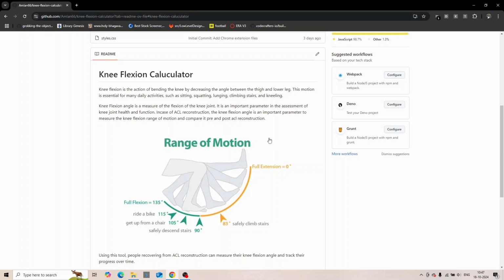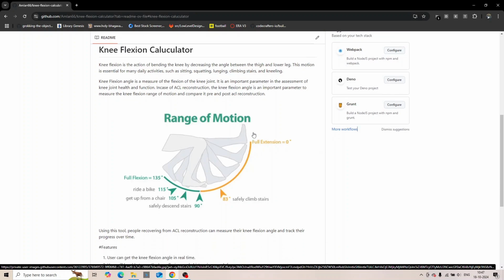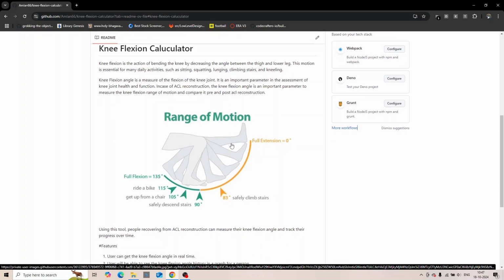So knee flexion is the action of bending the knee by decreasing the angle between your thigh and lower leg. This motion is essential for many of our daily activities like walking, running, or taking up the stairs. As you can see in the image, this is a range of motion that our knee can perform. At full extension, it is 0 degrees, and at full flexion, it is 135 degrees.